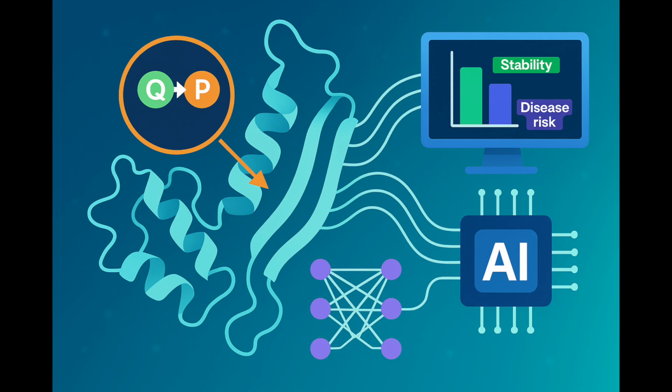So the transformer processes all this change info to predict the ΔG value. That's the change in Gibbs free energy. It's the standard way researchers measure how a mutation impacts stability. More negative means less stable.